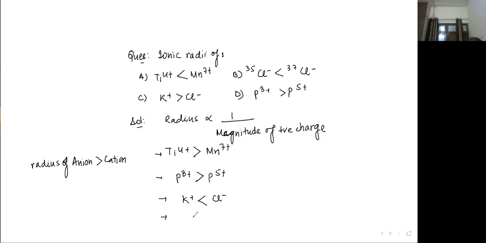Then between Cl-35 and Cl-37, what is changing? In these two, what is changing? Can I say neutrons are changing? Correct. Protons are equal, that is 17. Electrons are also equal in both cases, that is 18. But the neutron value is changing. Will neutron have any effect?